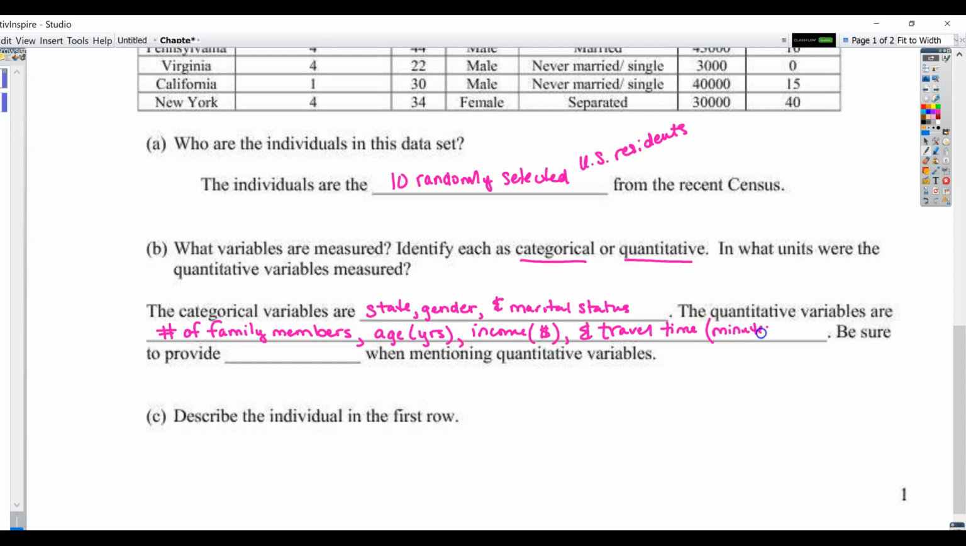So this is the level of detail that I'll be looking for, and on the AP exam, they will also be looking for. So be sure to provide units when mentioning quantitative variables.